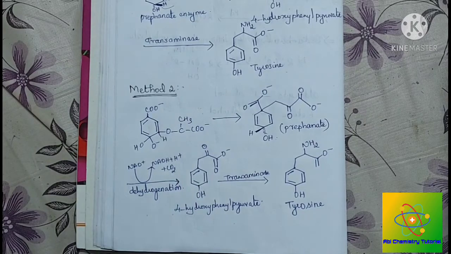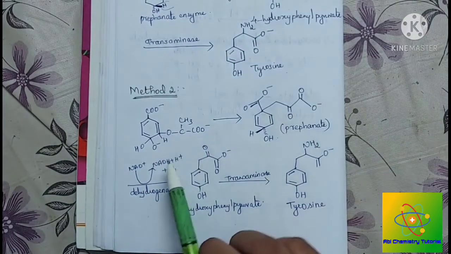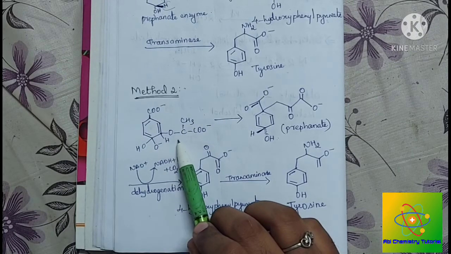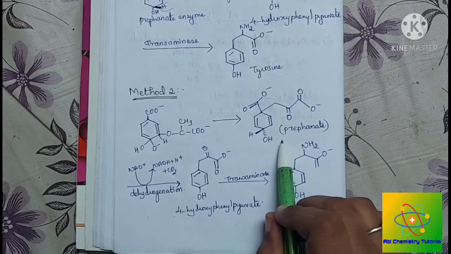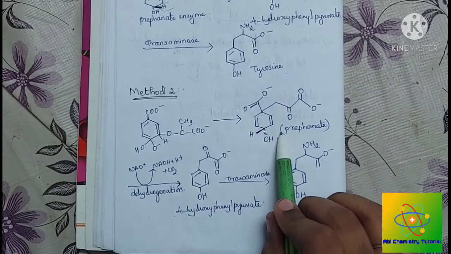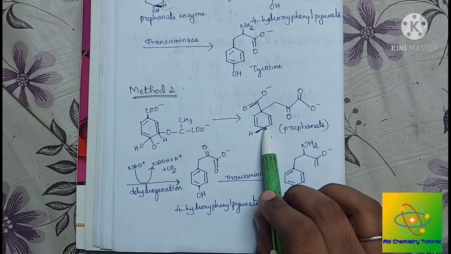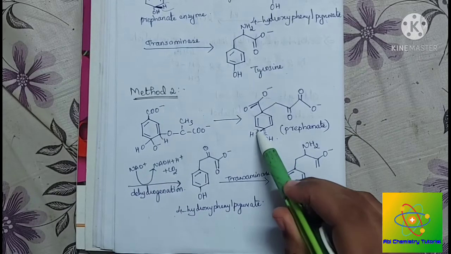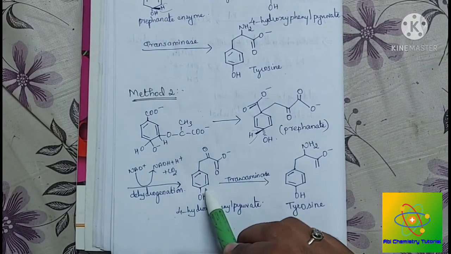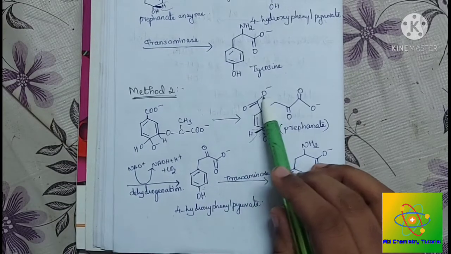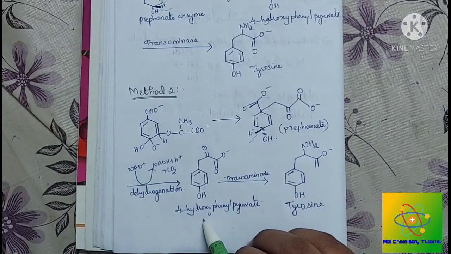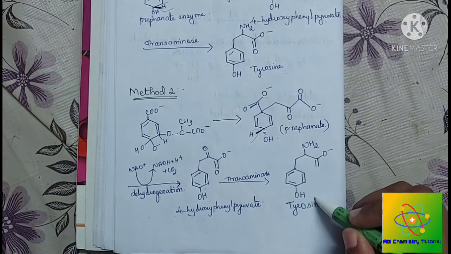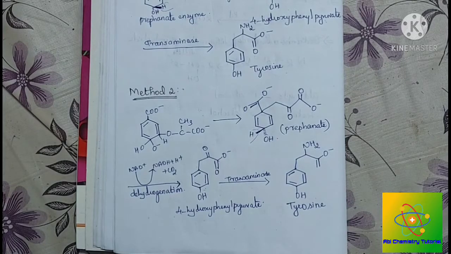Next we will move on to method 2, where only the starting material is different. This is also a biological compound, and it is converted to prephenate once again, and the same reactions which occurred in the previous method are followed. So the dehydrogenation by NAD plus occurs, taking this hydrogen out, and we get a resonating structure here, and the COO group is removed, and we get 4-hydroxyphenyl pyruvate. On treatment with transaminase we get tyrosine. So these are the biosynthesis methods of tyrosine.